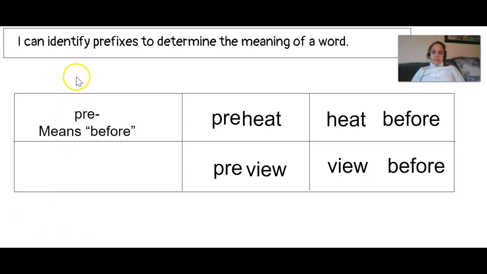We've just met our purpose. I can identify prefixes to determine the meaning of a word. So remember, third graders, a prefix is a word part that comes at the beginning of a word and it gets added to a base word. And you will hear that the base word could also be called a root word. And the root word can stand alone and have basic meaning.